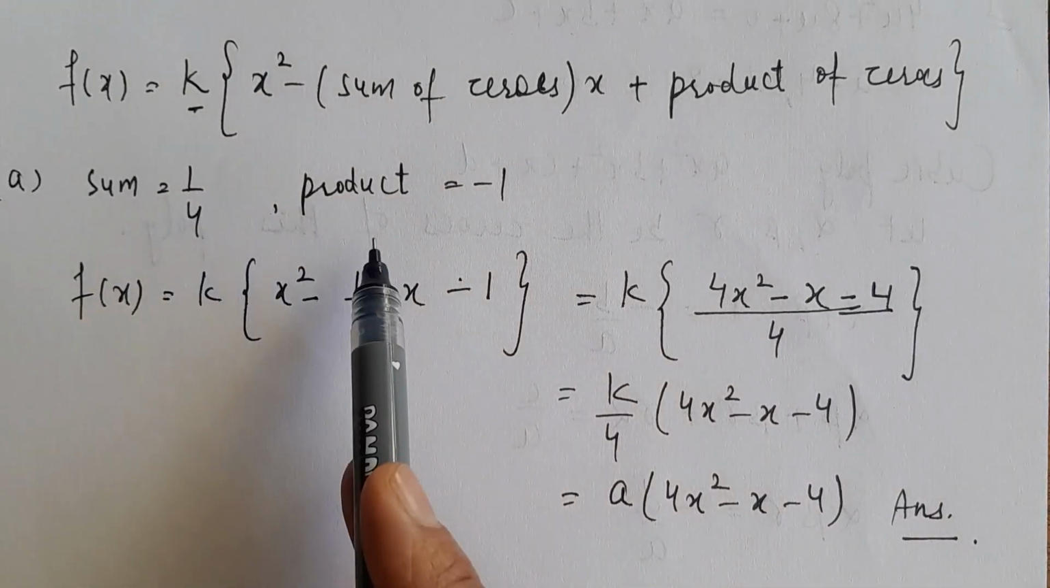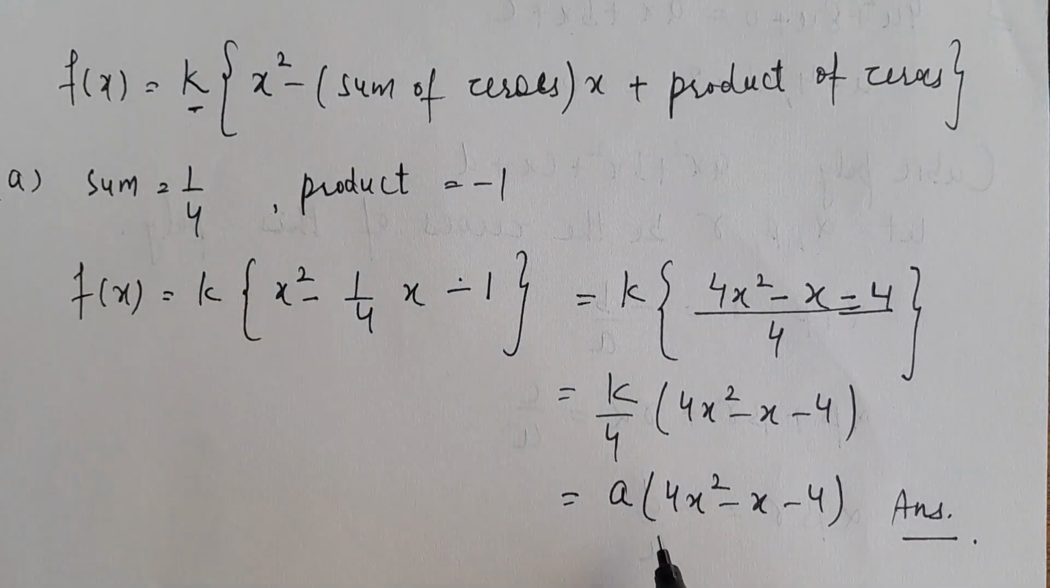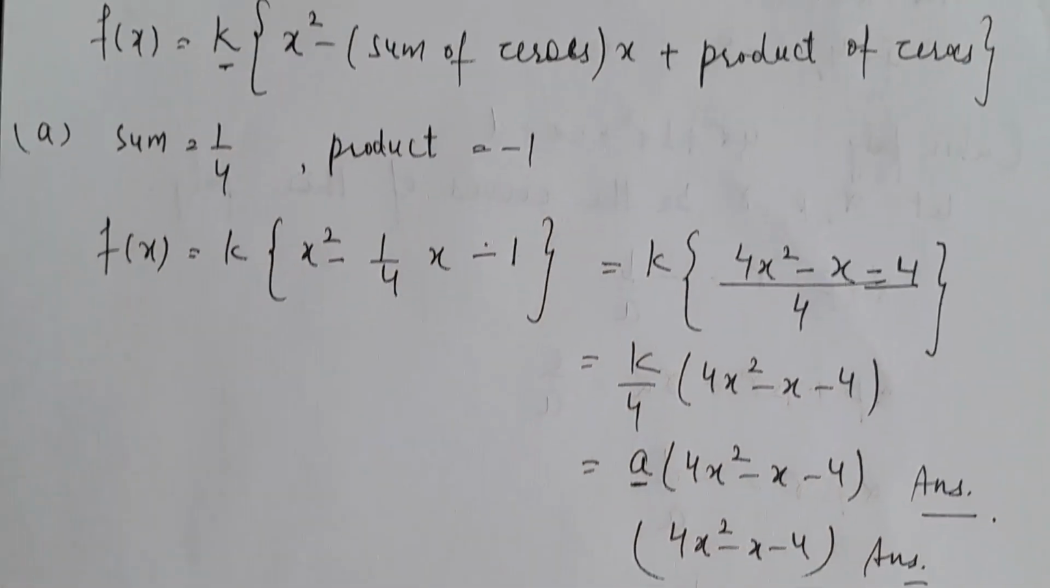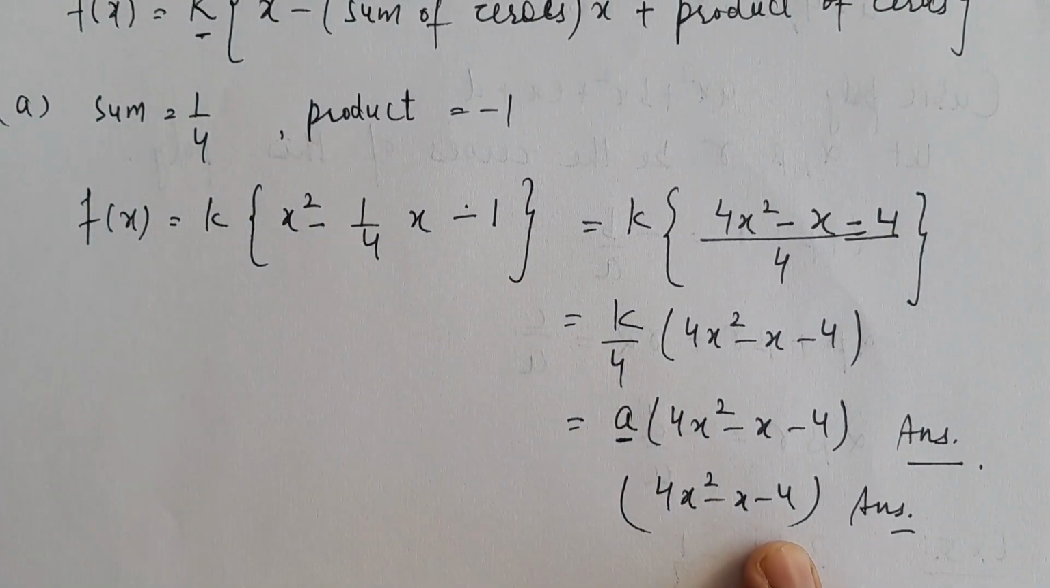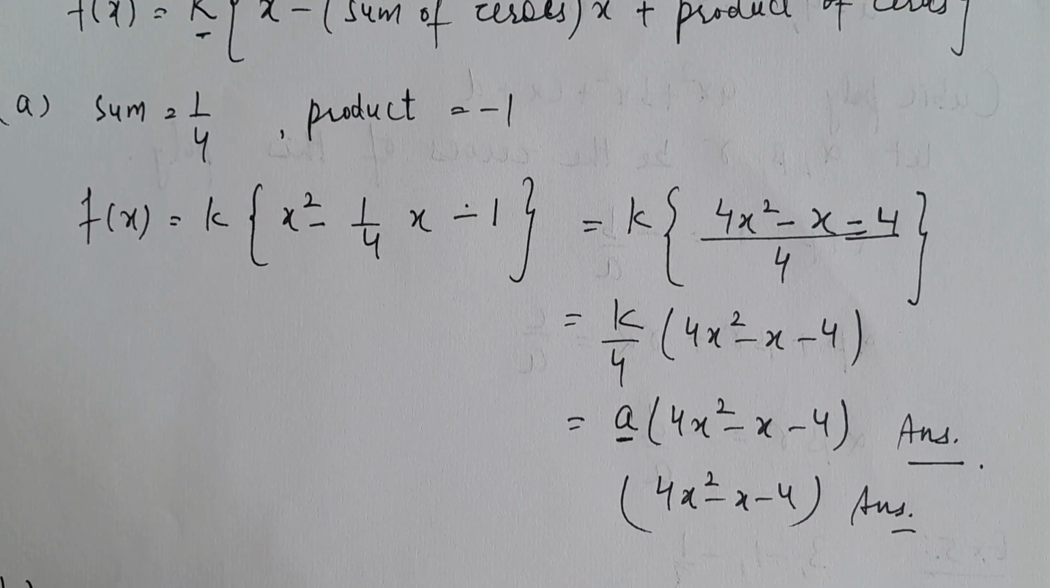When the sum and product of the roots, the zeros, is given, we can formulate any quadratic polynomial. Sometimes we can skip this a also. We can write the answer of the polynomial like this also. That is also correct. This a is negligible.